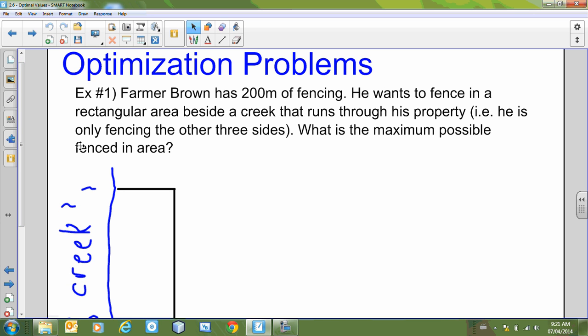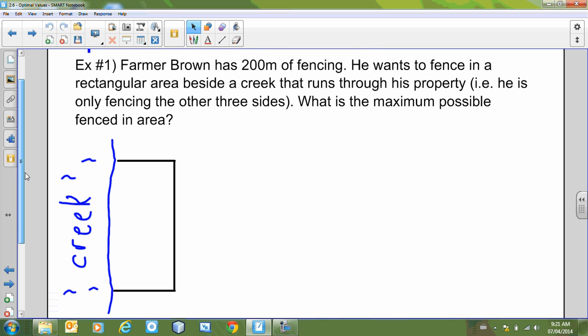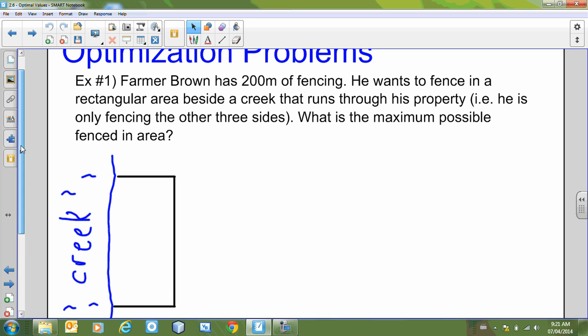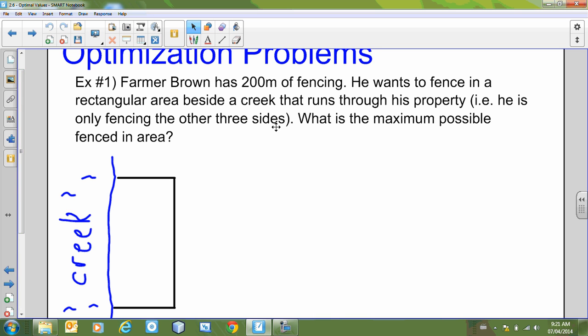Farmer Brown has a certain amount of fencing, 200 meters in this case. He wants to fence in a rectangular area. In this case, it's beside a creek. So basically that means he has to fence in 3 of the 4 sides only. And what's the maximum possible area to be fenced in? So the fact that it's a rectangle, of course, helps. If we had a variety of options, it'd be a lot more work here.